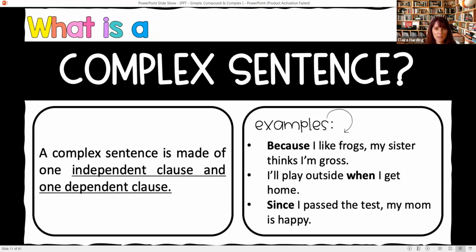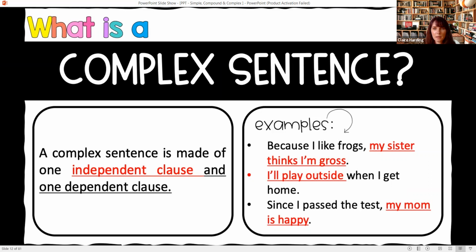A complex sentence is made of 1 independent clause and 1 dependent clause. So some examples would be, because I like frogs, my sister thinks I'm gross. I'll play outside when I get home. Since I passed the test, my mom is happy. So if you look at these sentences, remember they have an independent clause and a dependent clause. So in red right now, you'll see the independent clause. Independent clauses can stand alone and form a complete thought. So all of these in red can stand alone and form a complete thought, which means they're independent clauses.